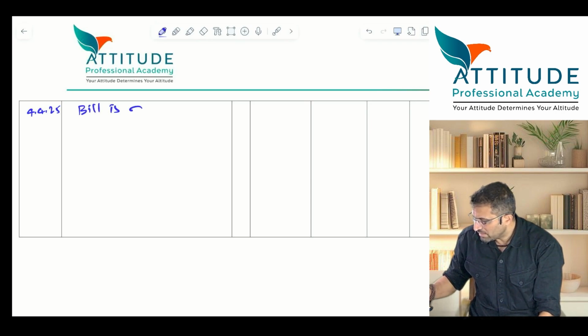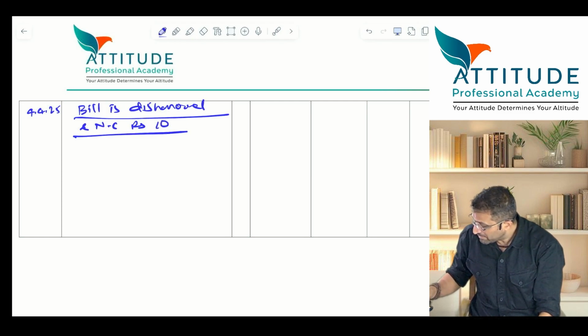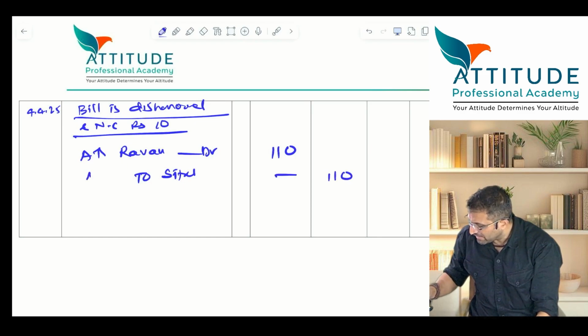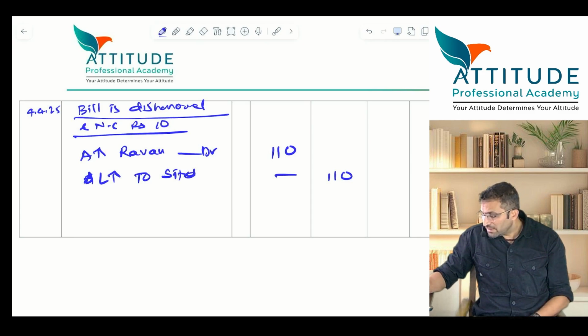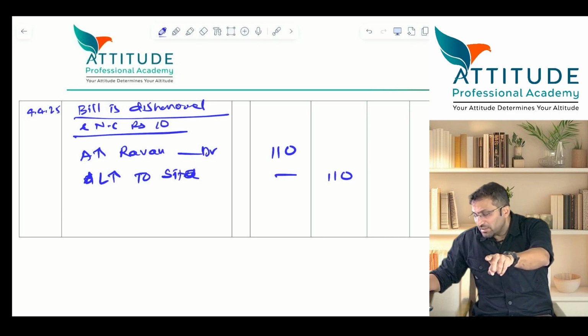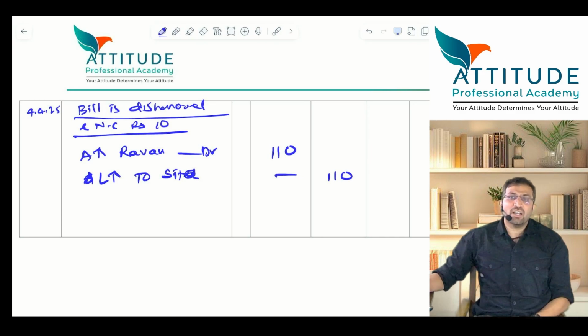Bill is dishonored. Entry. And of course noting charges rupees 10, na? Tell me. Again asset increases. Ravan account debit, including noting charges 110, to payable to Sita 110. Asset, liability increases. Sita is a liability now. Again you have got Ravan also in your books and Sita also in your books.